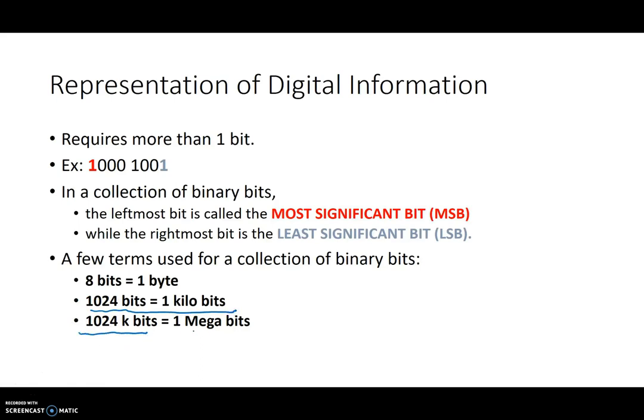1024 kilobits is collected, and it's called 1 megabit. 1024 megabit gives rise to 1 gigabit, and so forth. So a collection of bits is used to represent the number system, right?